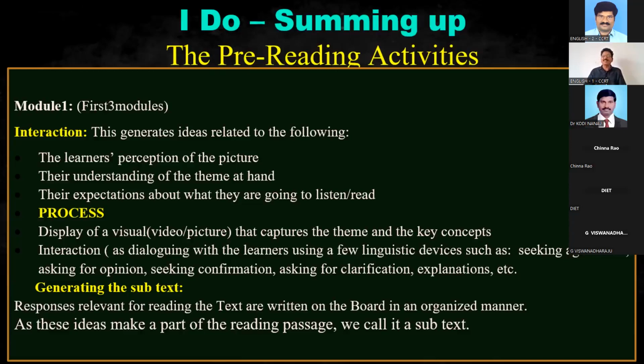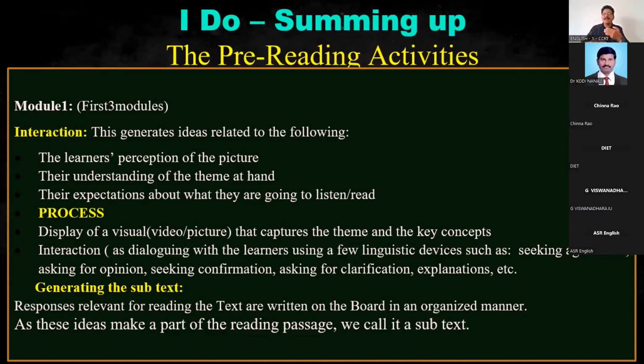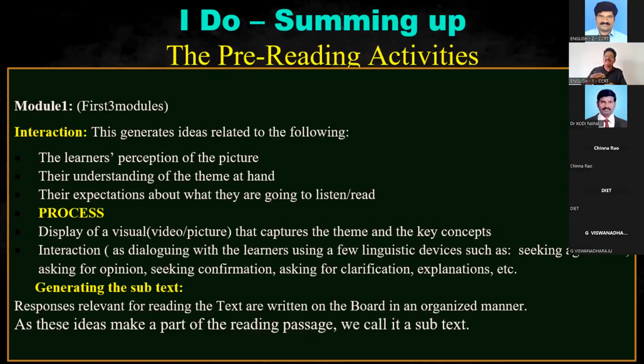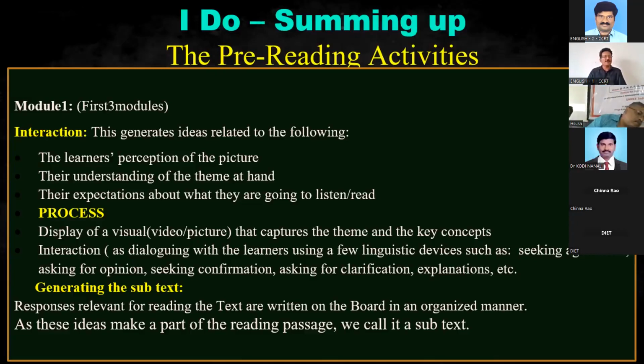And the third important area is generating the subtext. Whatever responses we get during the interaction process, we wrote on the green board, and then by negotiating with the children, we can rearrange the sentences. Once the subtext is prepared, we ask the children to write. This is exactly what we do in this I do part, where the teacher has taken a lot of role. And in the next session, we will see the practice period, so-called we do activity.